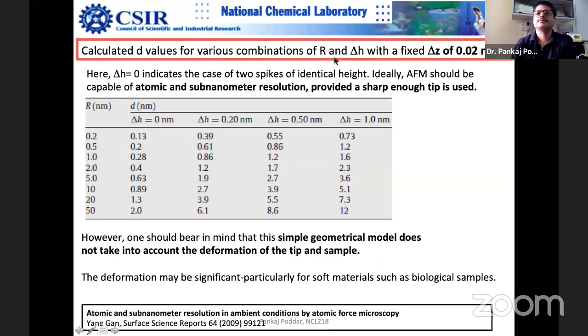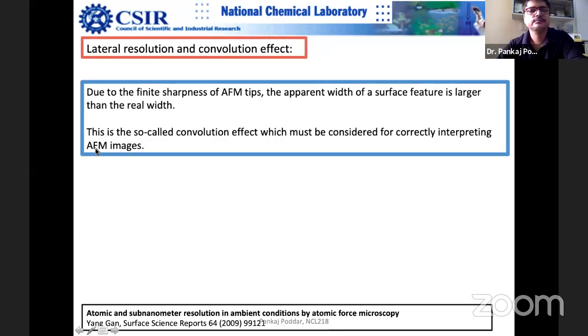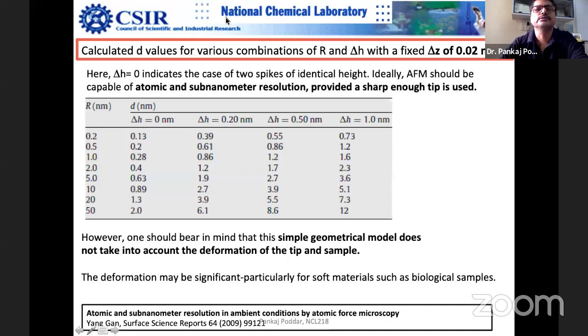Yes. So if we put some numbers here, suppose we put delta Z of 0.02, which is our vertical resolution, around 0.2 angstrom, which is fine. Now we can calculate the value of D in nanometer. For example, let us not take these values because these are quite small. Let us take 10 nanometer. 10 nanometer is quite practical, or 5 nanometer.